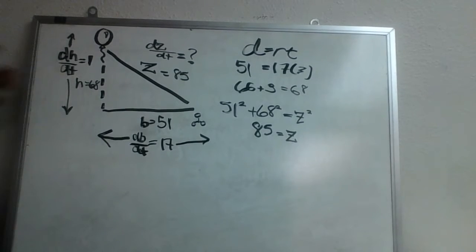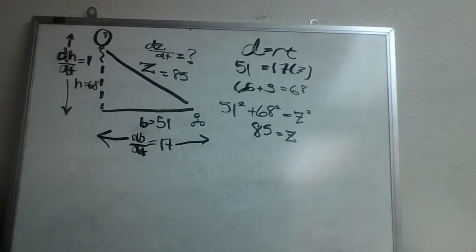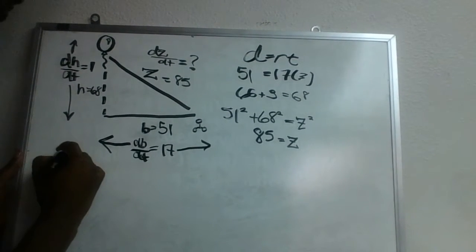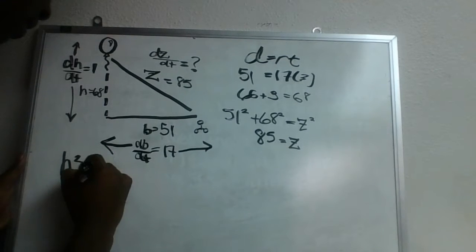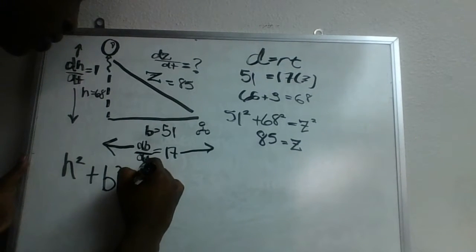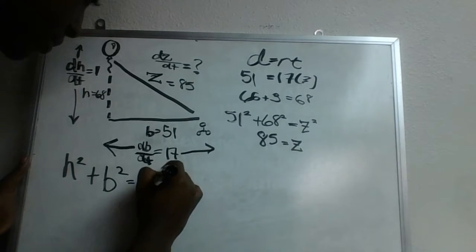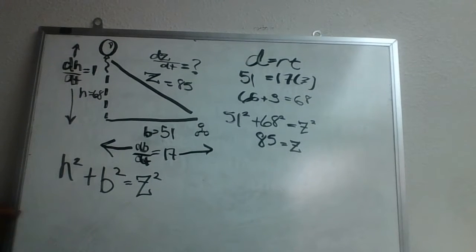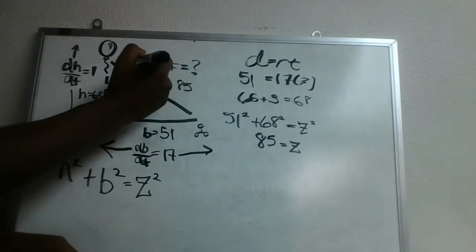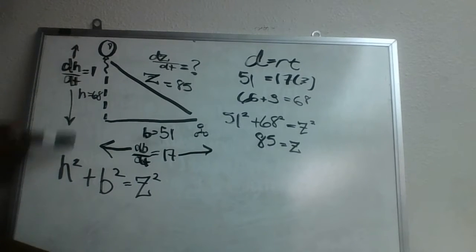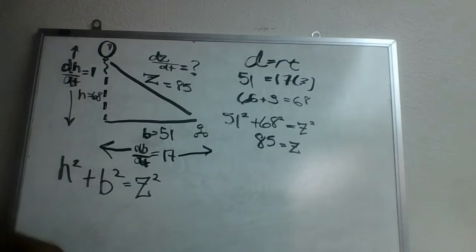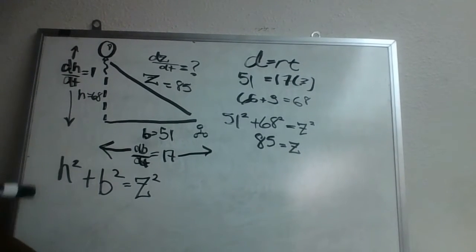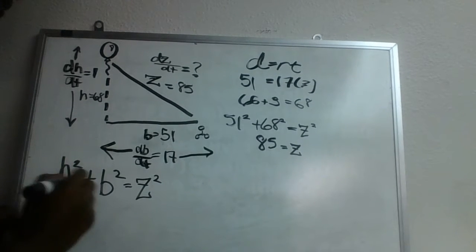Since this is a triangle, we're going to use the Pythagorean theorem like we did right here, and that is h squared plus b squared equals z squared. And so we need to take the derivative of this formula, because right now we only have h, b, and then z. That's already stuff we know, but we need to find what the rates are. We need to incorporate these rates, so we need to find the derivative of this formula.